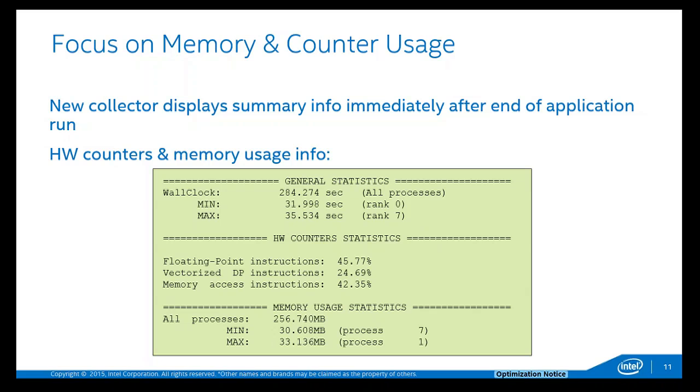And then, based on the PAPI data that we get, we also provide some hardware counter statistics. So you can see here it gives you a percentage of how many of your total instructions were floating point instructions, as well as how many of your total instructions in your application were vectorized double precision. So generally, especially if you know your application is well suited for vectorization, you can figure out if it's actually doing the right thing here or if it's not doing the right thing.